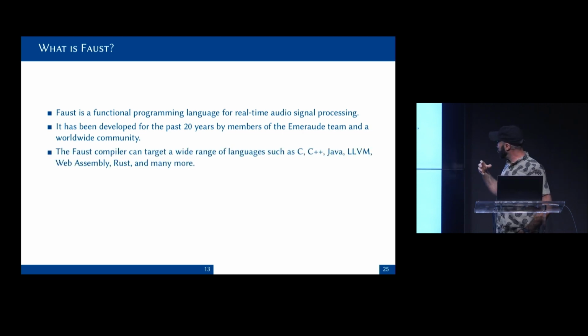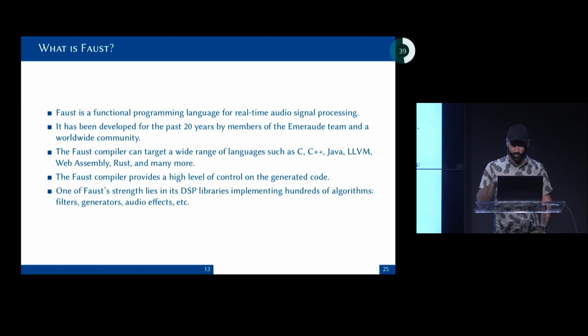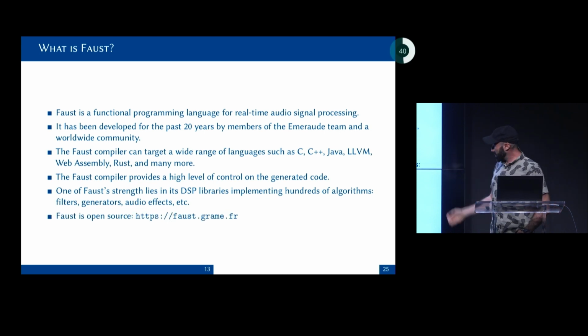Faust allows us to generate C, C++, Java, LLVM, WebAssembly, Rust, and many more types of programming languages. And so you can go from Faust to any of these languages and potentially program an FPGA with it. The Faust compiler provides a high level of control on the generated code, so we really master that aspect a lot. And one of Faust's strengths is that it has hundreds of DSP objects which are pre-implemented and completely open source, thanks to Julius, in particular, who really contributed a lot to this. Faust is completely open source.